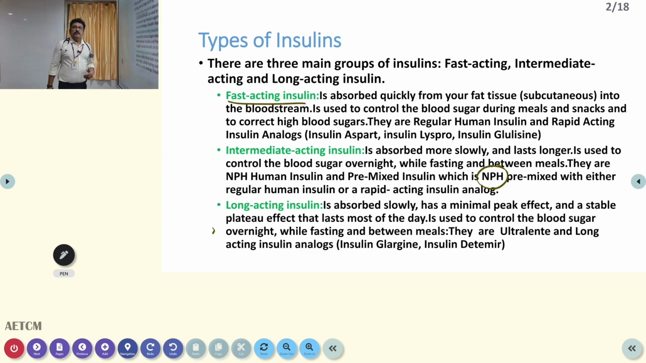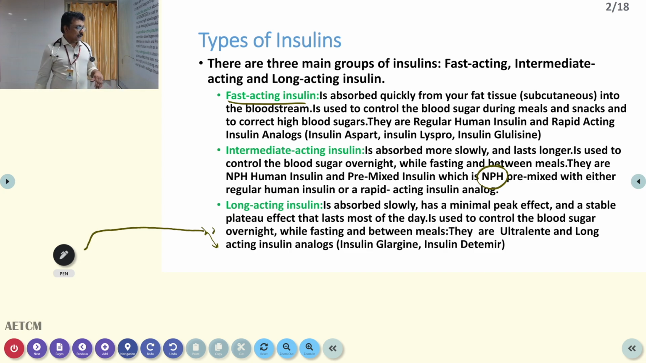Long acting insulin, or ultralente, acts for nearly 24 hours. There are no peaks in their action. Insulin release goes on continuously for 24 hours, then after 24 hours they slowly dip down. So throughout the 24-hour day, they provide a basal insulin continuously acting in the human body.